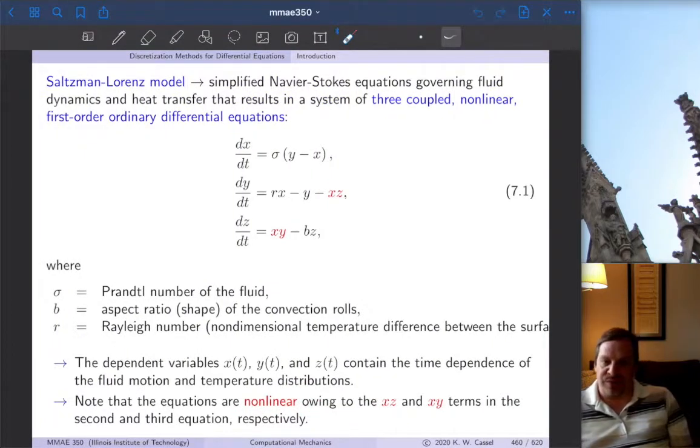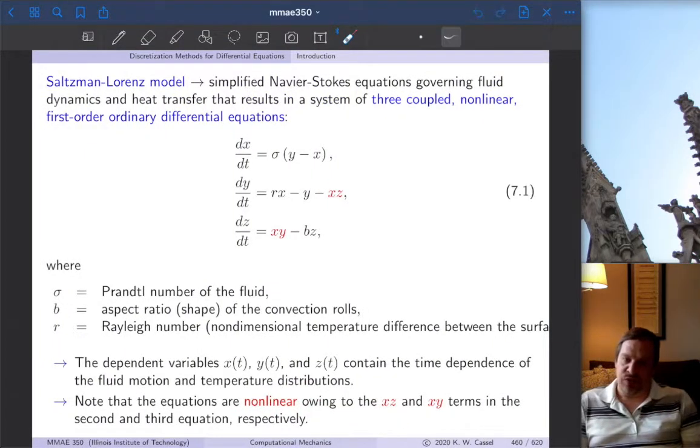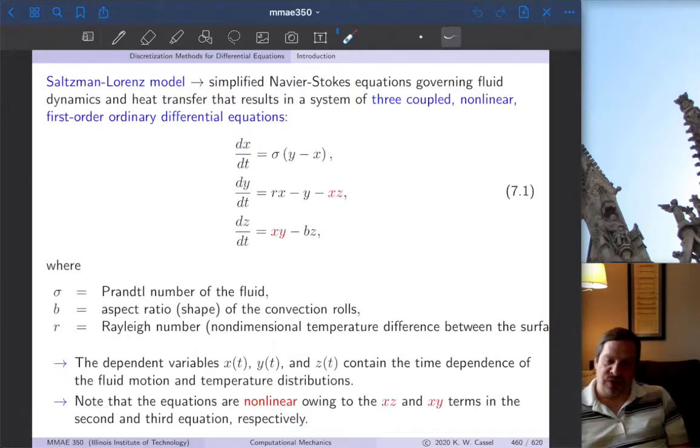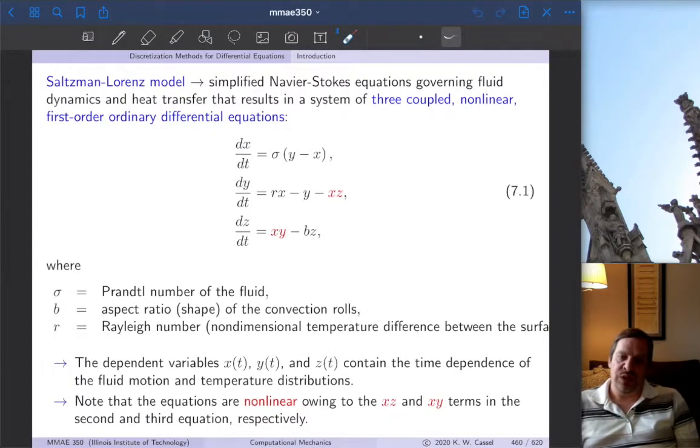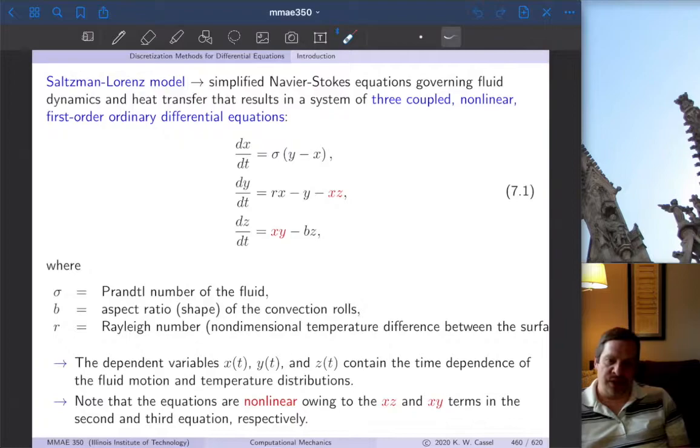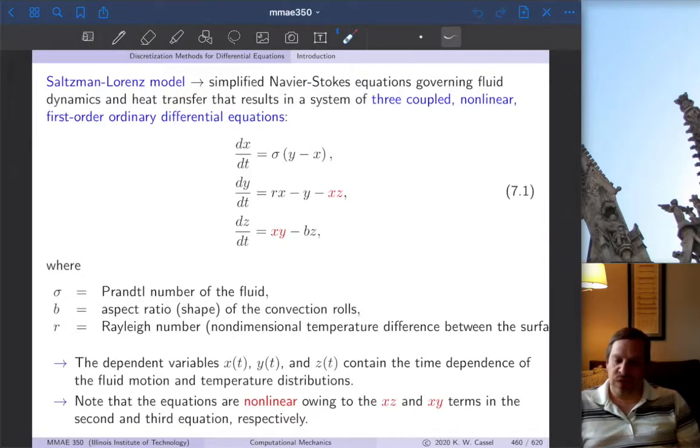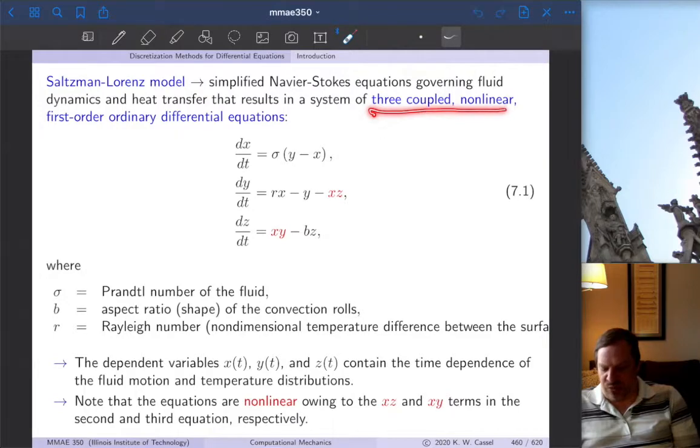So here is the model. It's a simplified Navier-Stokes equation model along with heat transfer. As you know if you've seen them, Navier-Stokes equations are partial differential equations. I actually showed them to you at the beginning of this chapter in vector form. So these are very complicated nonlinear equations, but if you make a whole bunch of simplifications for this particular Rayleigh-Benard convection problem, you arrive at three coupled nonlinear first-order ordinary differential equations. And here they are.